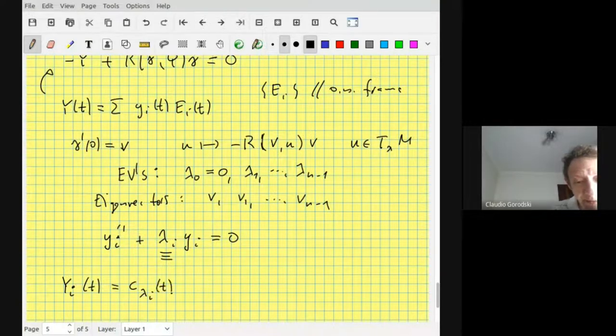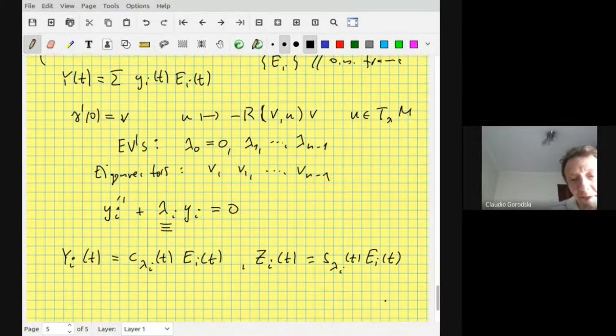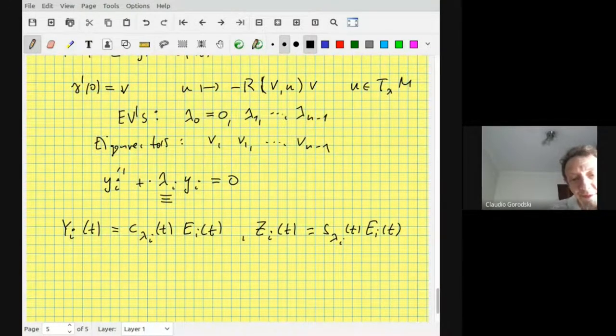Something like this. Jacobi fields along gamma. So these are cosine and sine, or hyperbolic cosine and hyperbolic sine, depending on the sign of lambda_i, okay? So we have explicit Jacobi fields, so we can figure out where they vanish and so on. Of course, I don't have time to go through details here. We have everything in the notes. Let me just draw a diagram to get a feeling for this.